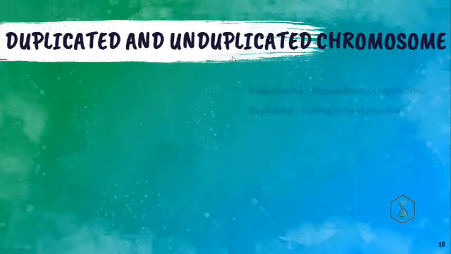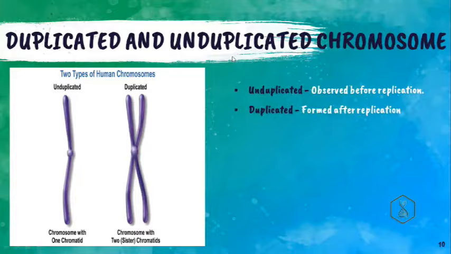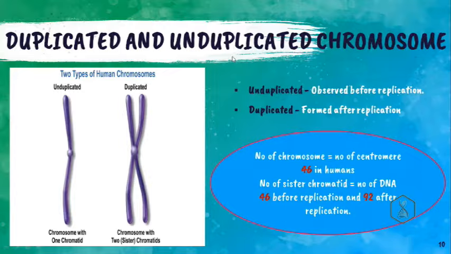What is the difference between duplicated and unduplicated chromosome? This picture clearly defines the difference between these two terms. An unduplicated chromosome contains a single chromatid and is observed before replication, whereas a duplicated chromosome contains two chromatids, that is sister chromatids, which are formed after replication of chromosomes. Look into the box shown here. This is a shortcut to find out the number of chromosomes and number of DNA inside a cell.